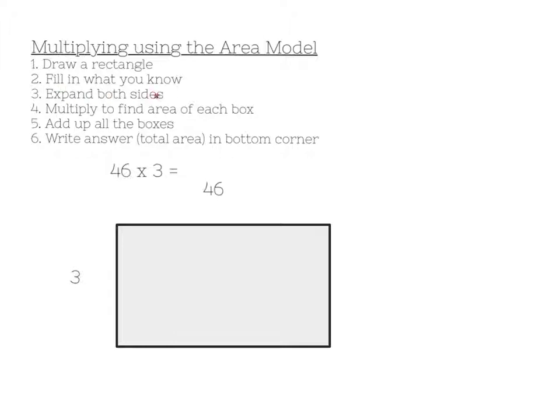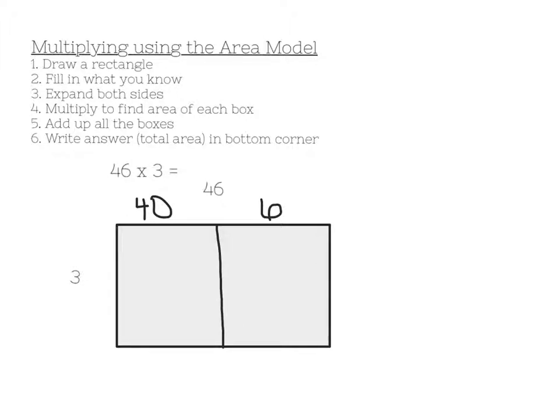Now we have to expand both sides. When I look at 3, 3 is already in expanded form. When I look at 46, though, I can expand 46. So 46 in expanded form is 40 and 6. And I'm going to draw a line down my rectangle to split it up.